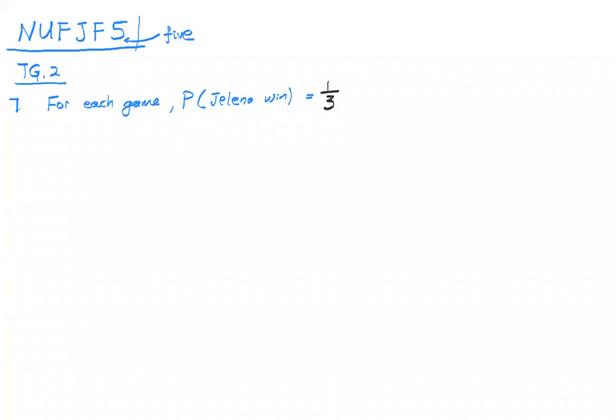It's 1 out of 3, because we want to talk about Jelena win. Okay, set of 6 games to 4, 6 games to 4, that means 6 plus 4. That means they play all together 10 games.